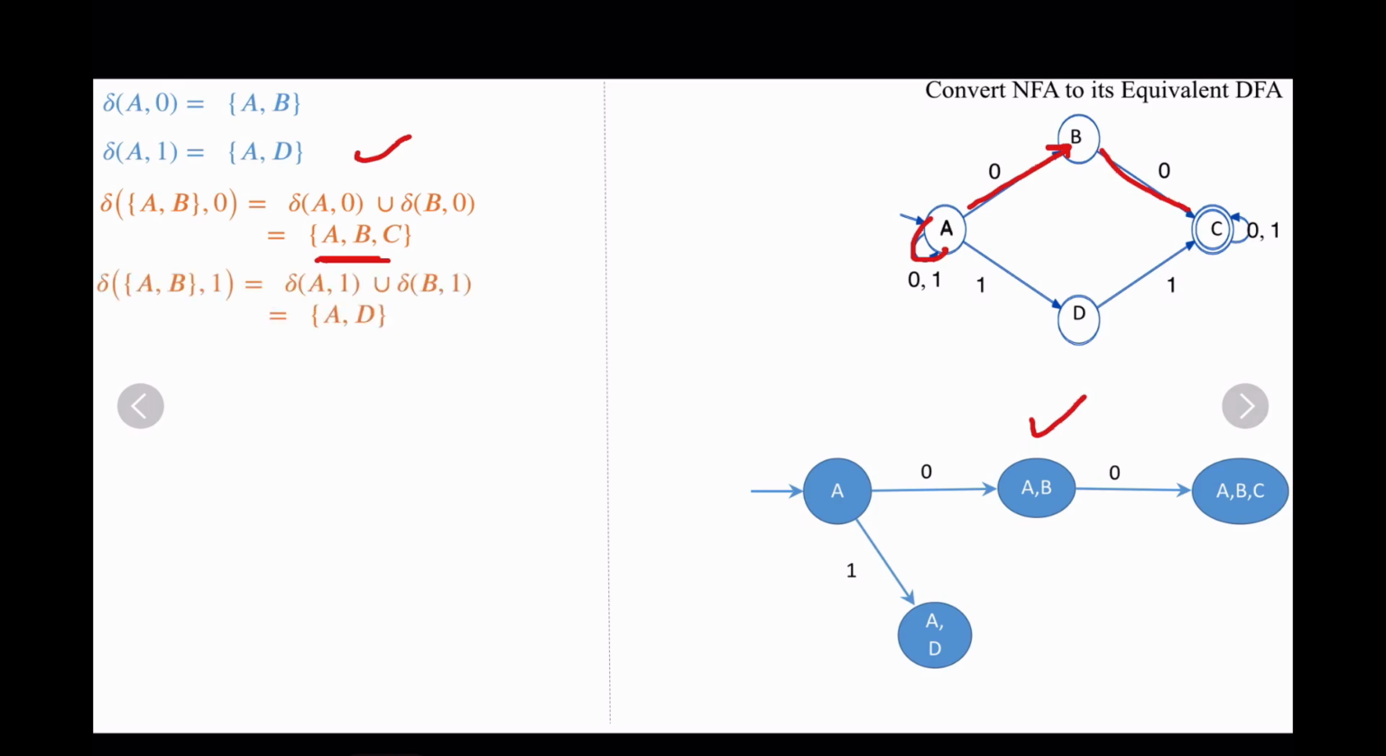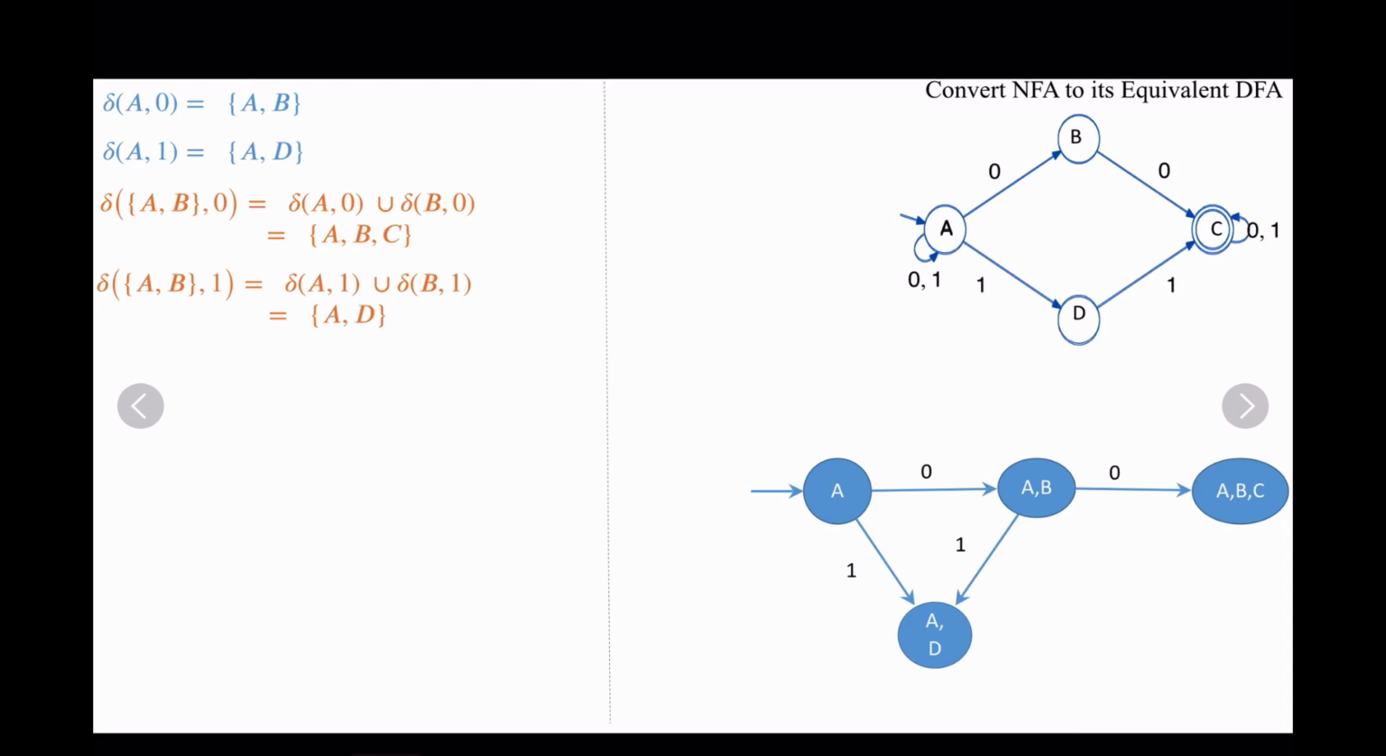Similarly, delta of AB on 1 you split like this. A on 1 goes to A as well as D, so AD, but B on 1 has no transition, phi. If I take the union, you get AD. So AB on 1 goes to AD, which already exists. I hope we understood this till now.